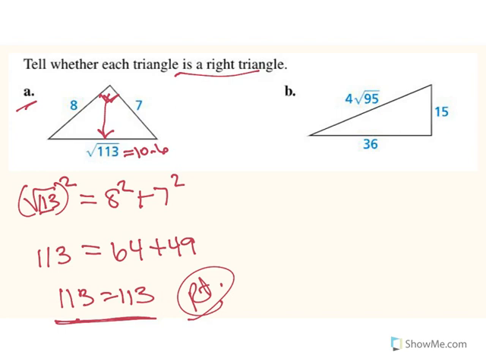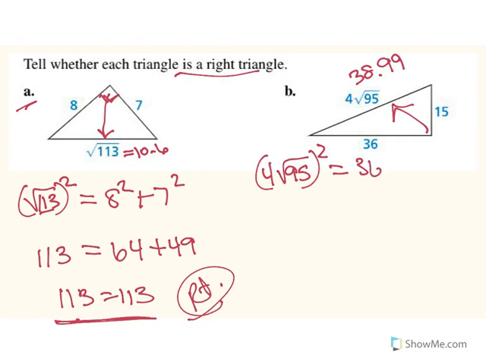Now let's try this one. I think this one looks like the hypotenuse, right? Let's double check. 4 radical 95 is 38.99. So yes, it's the longest one. So that means the 4 radical 95 is what we square. 36 squared plus 15 squared.